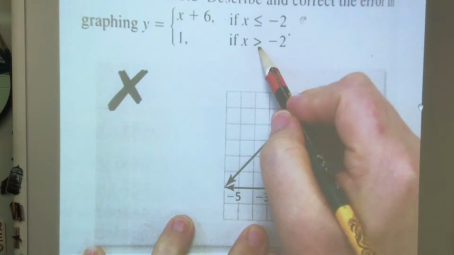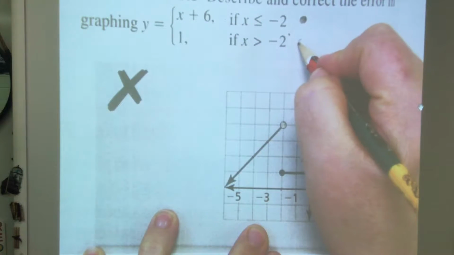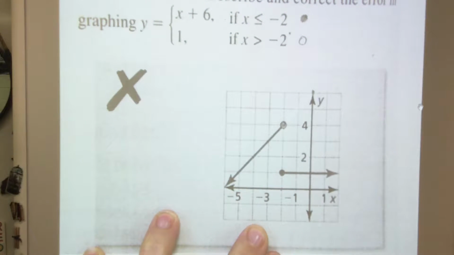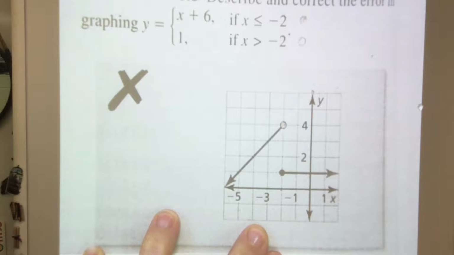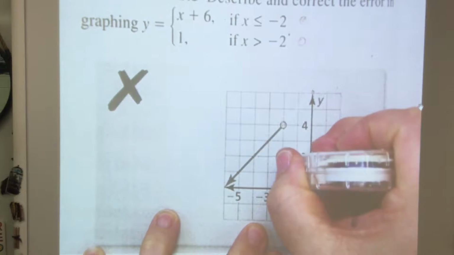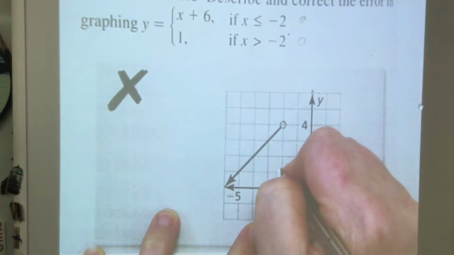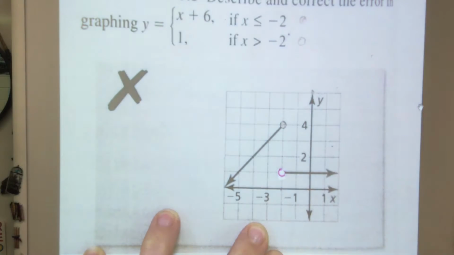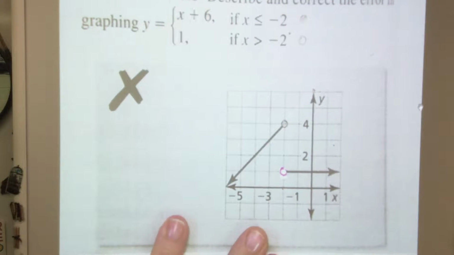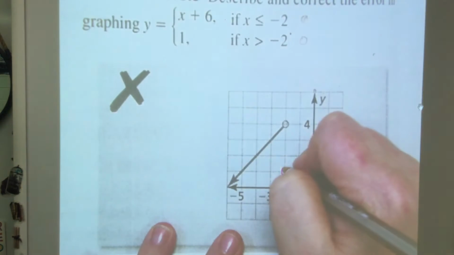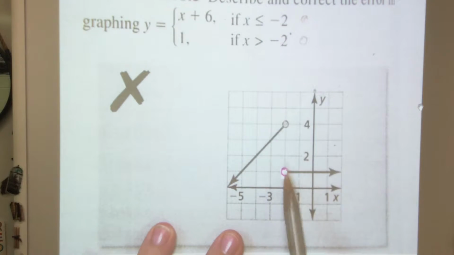And for this one where it's greater than, there's no equal sign, so it would have to be an open circle. And honestly, if you had to do it on your own paper, you would draw the graph, because I gave you graph paper, and you would instead put the circle down here. And that would be the correct answer for number 22. Okay, so be mindful of open circles and closed circles.